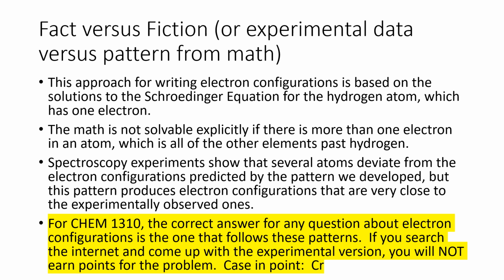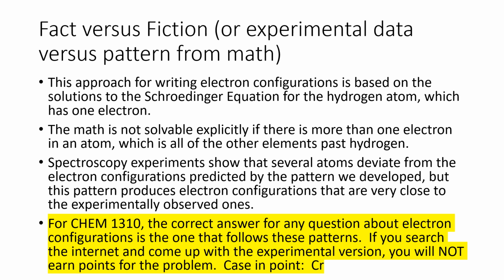I want to give you a heads up about a possible complication that you're going to run into if you start just looking up electron configurations on the internet. If you look at the configuration for something like chromium, you're going to find a different electron configuration, very slightly different than what we just wrote on the previous slide. It turns out that there are complications in real life.